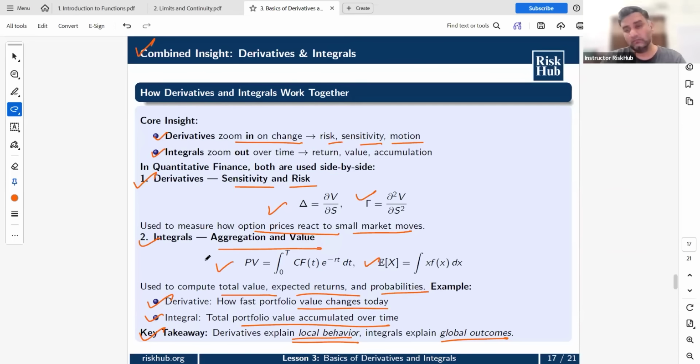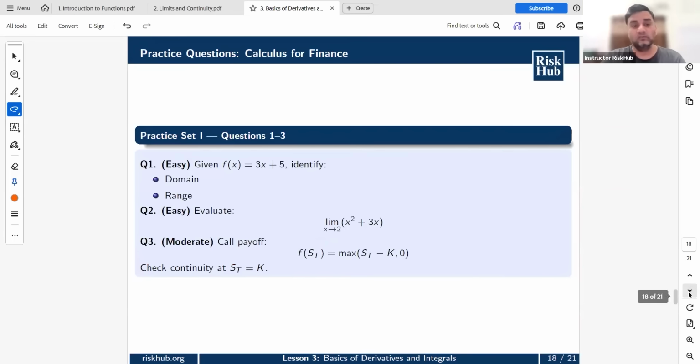Derivatives explain local behavior. Integrals explain global outcome. This idea drives models like Black-Scholes, interest rate models, and risk models. That we need to understand. And then we go here to the practice set.